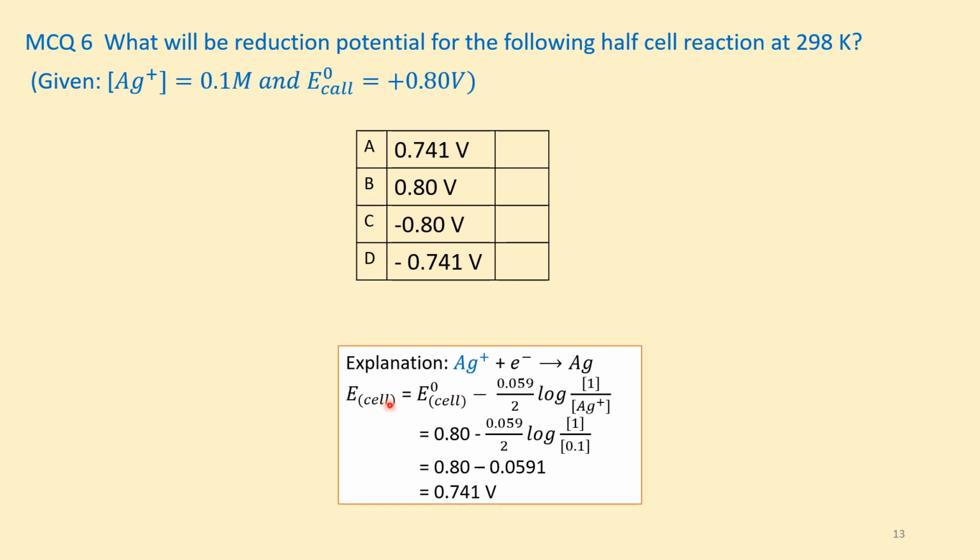Therefore, E of the half cell, cathode, is equal to E naught cell minus 0.059 divided by 2 into log of 1 over Ag plus. Here, because it is pure silver, the M is 1. Therefore, it can be written as 0.80, which is given, E naught is given, minus 0.059 divided by 2 into log of 1 over 0.1 M, the given concentration of Ag plus. So simplifying and finding the logarithmic value, we get the answer as 0.741 volts. So answer A is the correct answer. Please mark it.